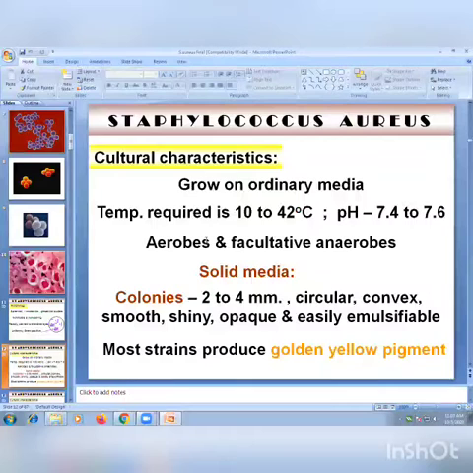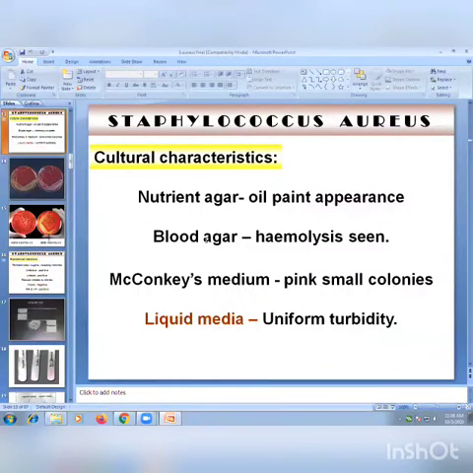Most strains produce golden yellow pigment. So the very important characteristic of this is golden yellow pigment. Formation of golden yellow colonies on the surface of nutrient agar is a very important characteristic. If you grow it on a nutrient agar slant, slant means the media in a tube, it shows an oil paint appearance. Again, this is a very important characteristic. Oil paint appearance is only shown by S. aureus after growing on a nutrient agar slant.